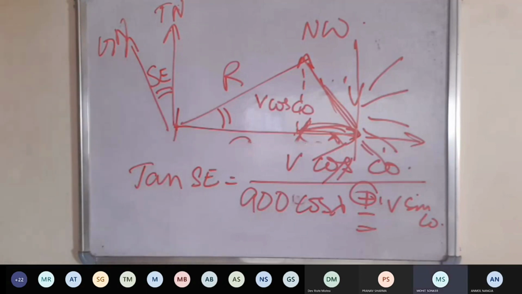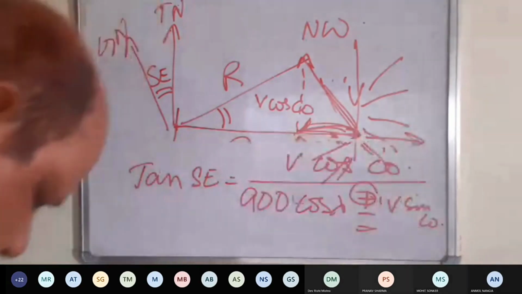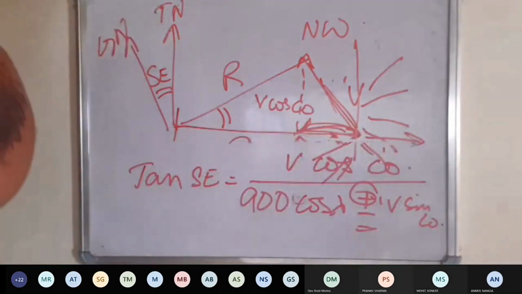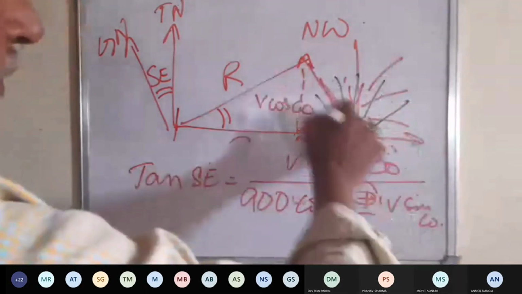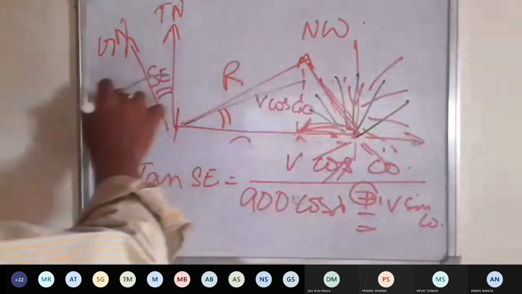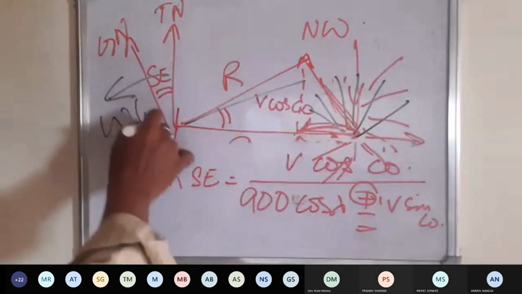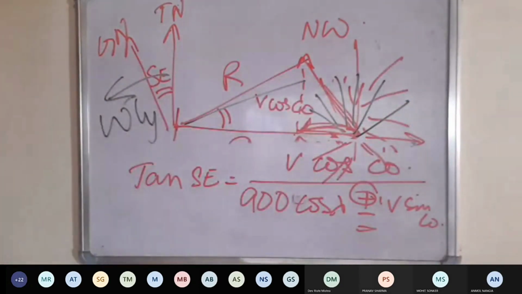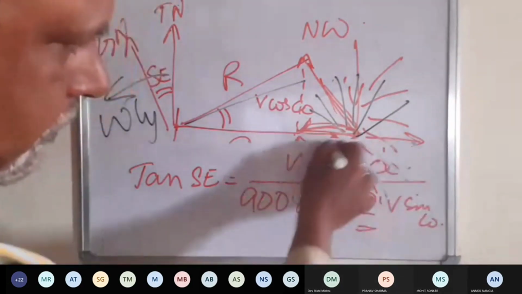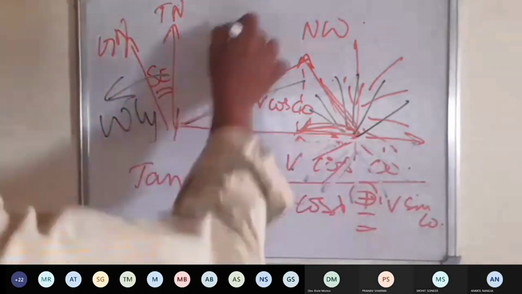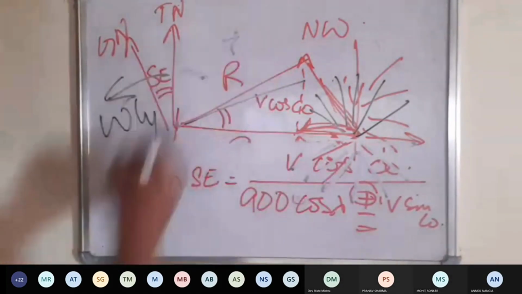Second observation. Whenever the course is, where is the course? The pen will work then the course will be shown. Whenever the course is northerly, the steaming error is westerly. Whenever the course is southerly, the steaming error will be easterly.